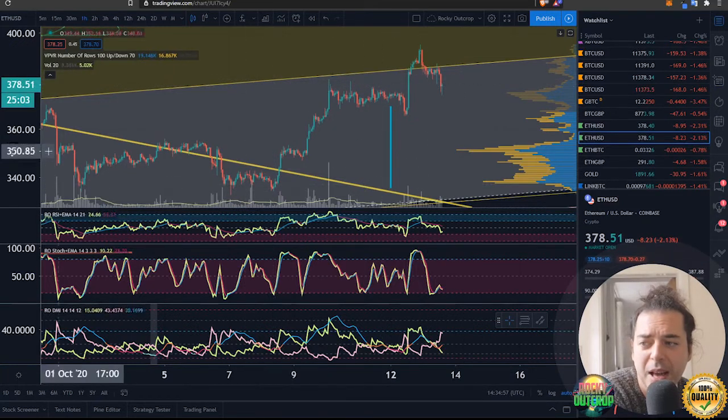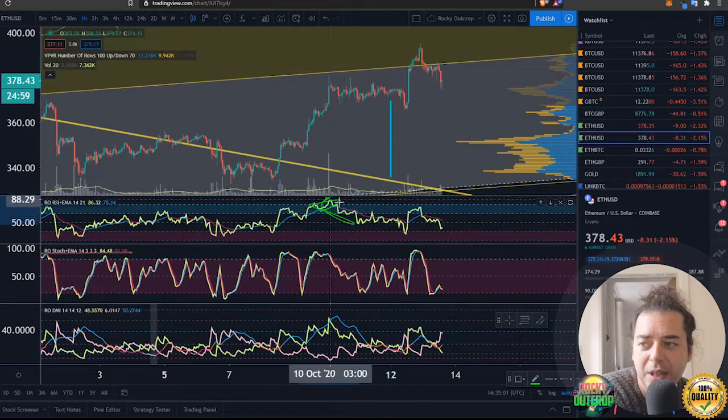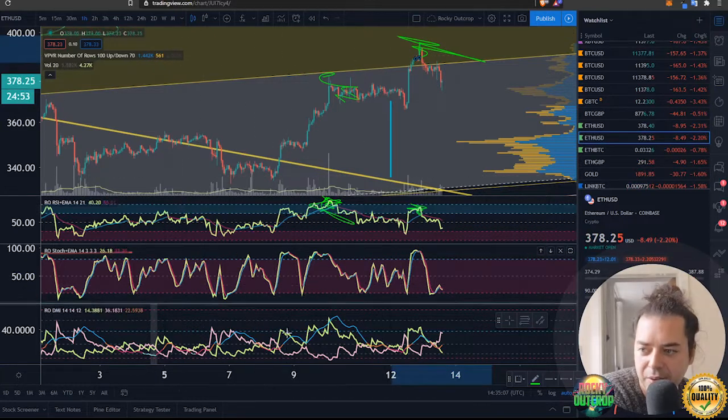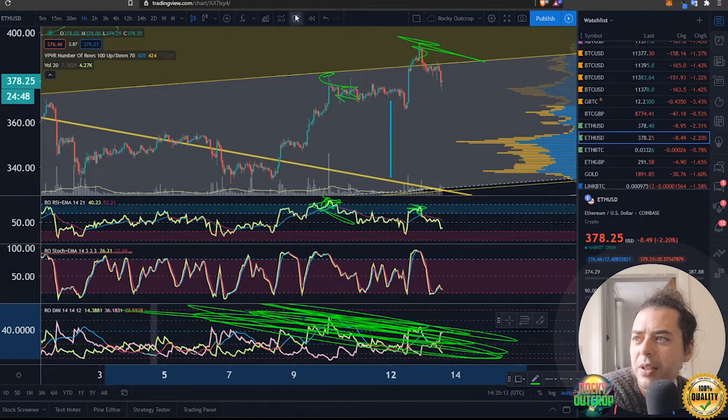Sure, possibly. I'd like to then highlight once again the divergence, which is quite clear here at this point, where we had this high, and this point here where we had this high, and of course that also is on the DMI over here as well. So you can see all of that for yourself.